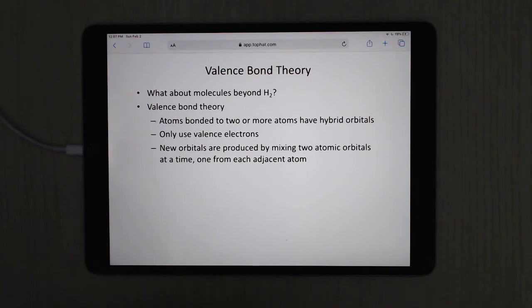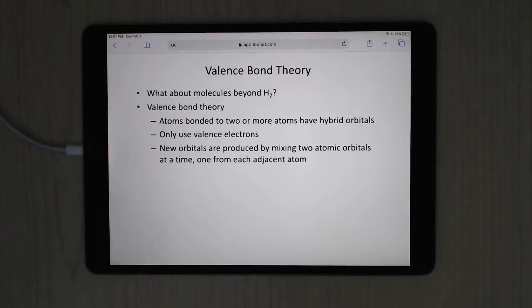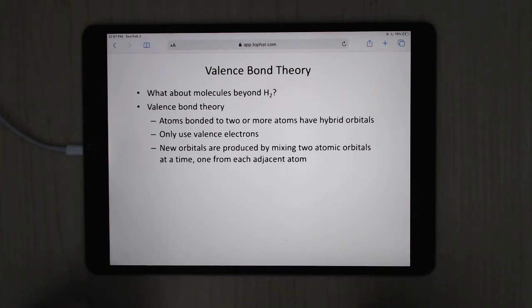Okay, so what about molecules though, beyond H2? Again, we're going to be dealing with this valence bond theory, where you have core electrons that don't matter, right? Once you fill up that 1s, you put 2 electrons in there, they don't care anymore. Now you're going to have to deal with the outer shell of electrons. So the s and the p orbitals in that highest shell, it's those that want to combine so that they can get the atom its octet.